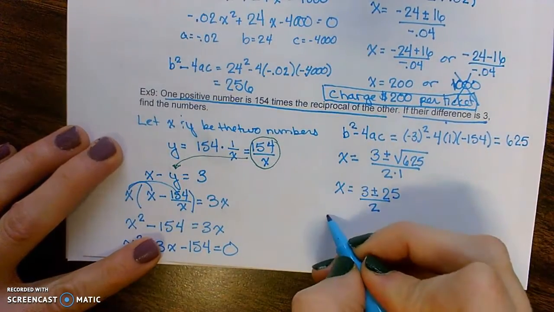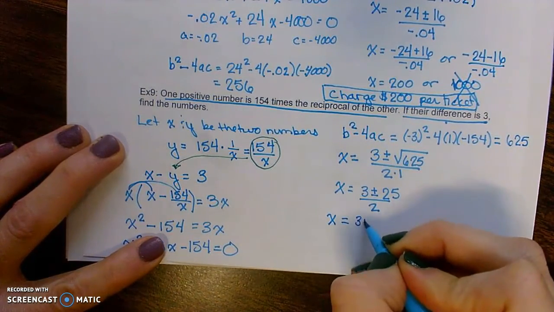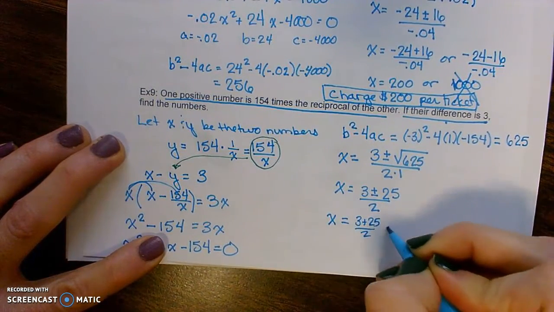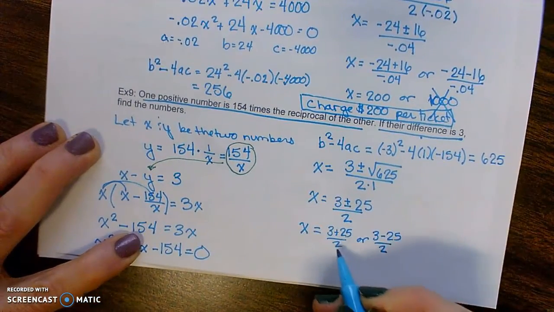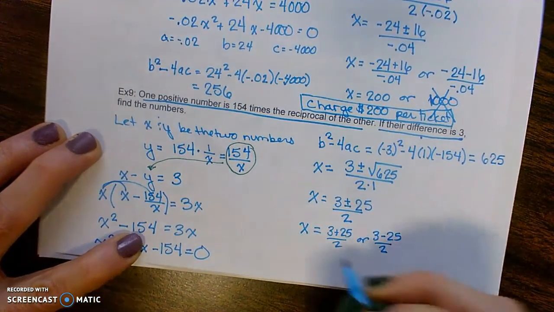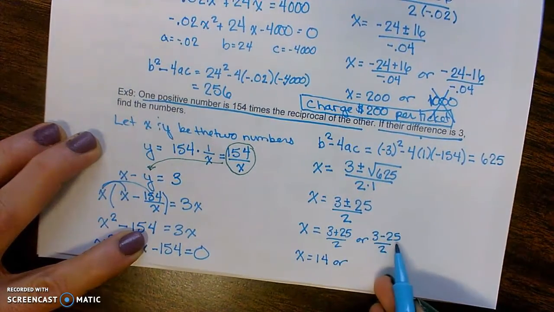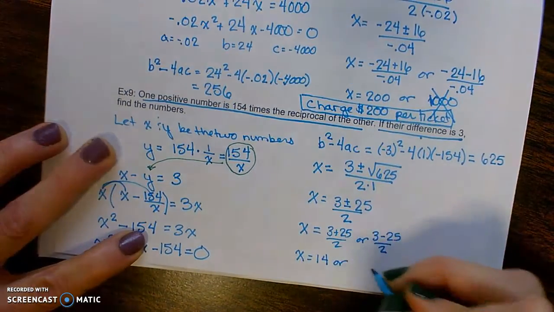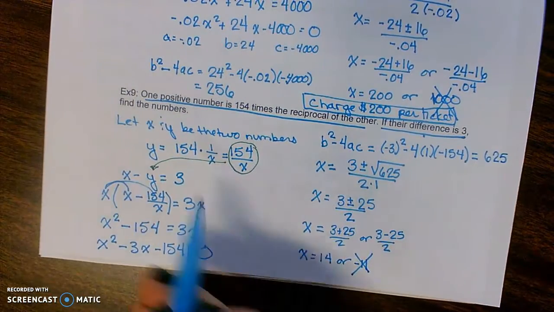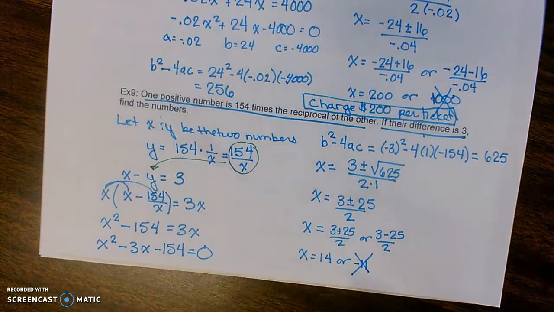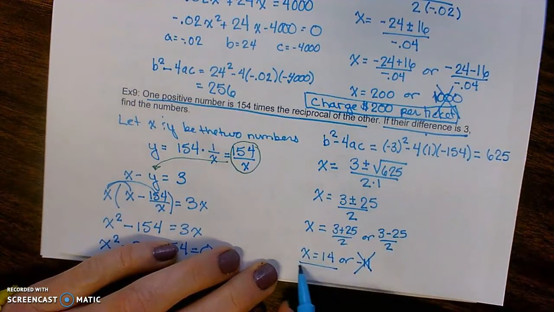So you should recognize that this actually gives you two numbers, 3 plus 25 over 2, or 3 minus 25 over 2. So this gives me 28 over 2, which is 14, or this will be negative 22 over 2, which is negative 11. I can rule that one out because we have positive numbers that we're dealing with here. So 14 is the first number.